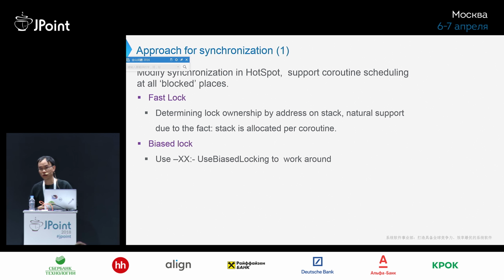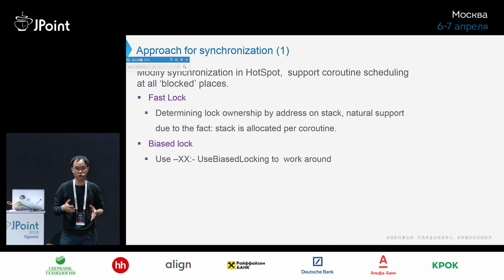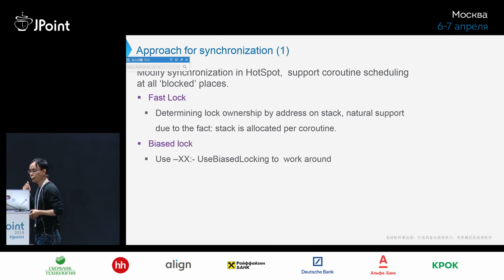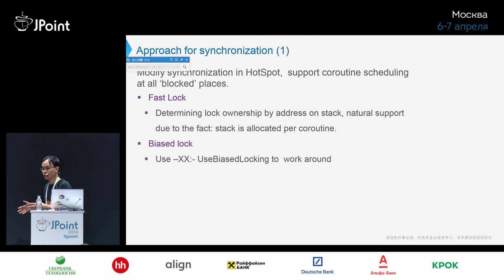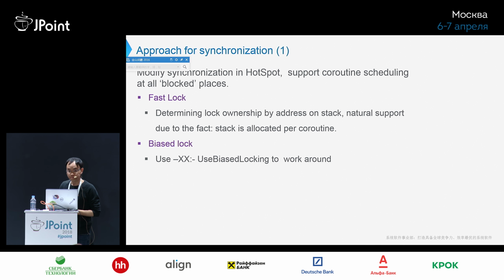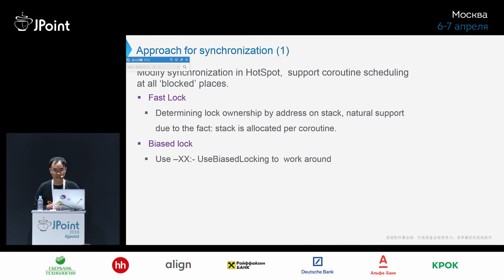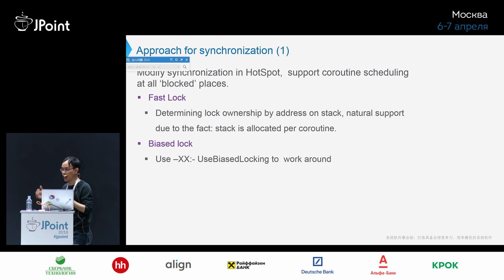So how do we handle that? Actually, HotSpot provides three kinds of lock. The first lock is the fast lock, right? For fast lock, the ownership of the lock is determined by the address on the stack. As I said earlier, our coroutine has a separate stack. It means different coroutines will have different stacks. So for fast lock, it's naturally supported. We do nothing here. And for biased lock, in our current implementation, we don't support that. Actually, when we removed biased lock, we didn't see any performance downgrade in the Alibaba production environment. That's okay for us.